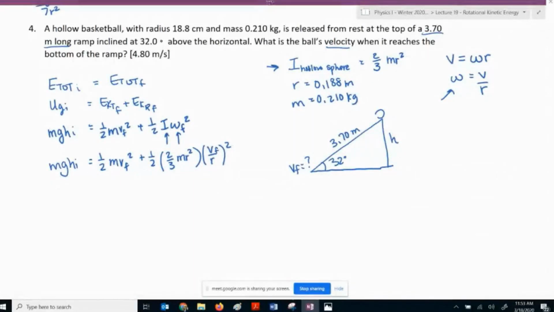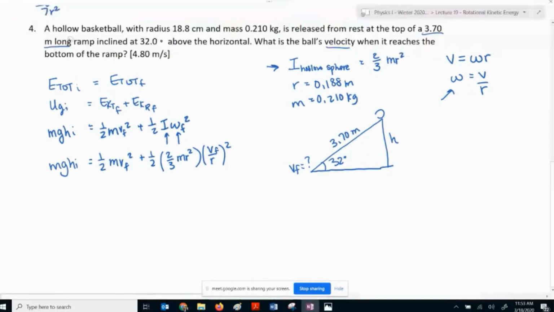And then we can start cleaning it up. So I'll cancel away all the m's right now. And then the r's also cancel here. This r squared with this r, which is squared, will cancel. And then we can just rewrite everything.